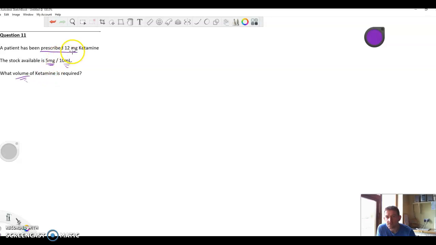Now, the units are the same. Check the units, milligrams and milligrams. So our unit check is good. We're happy with our unit check.